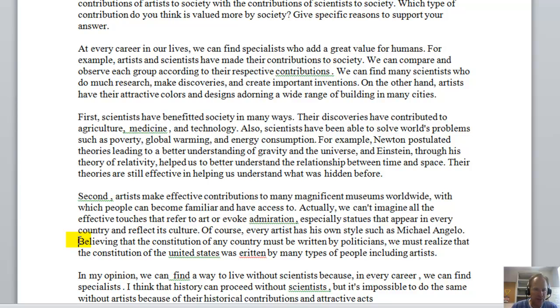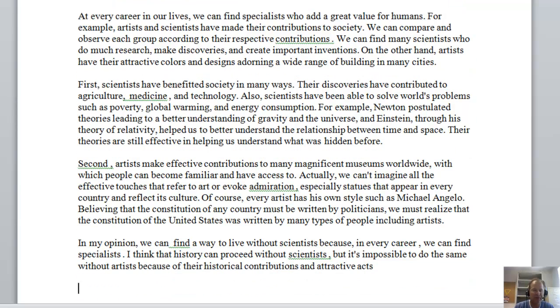Believing that the Constitution of any country must be written by politicians, we must realize that the Constitution of the United States was written by many types of people, including artists. Pretty good development actually on this paragraph. I didn't have to add too much here, so I think this is working pretty well here. So you talk about Michelangelo a little bit. Alright, let's get to the next one.